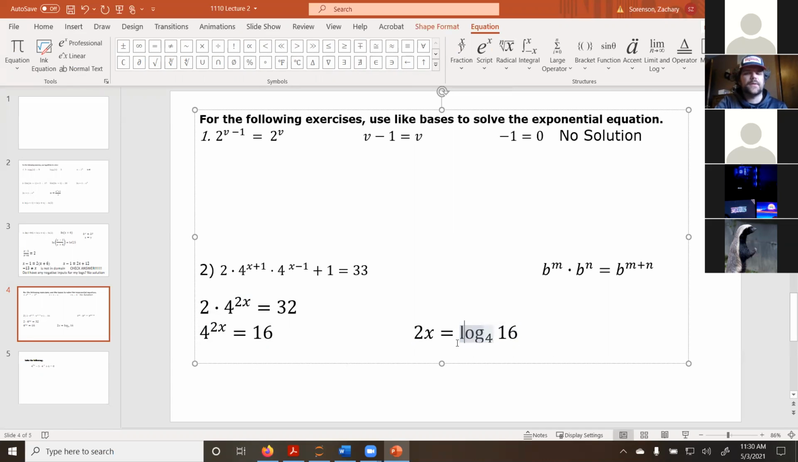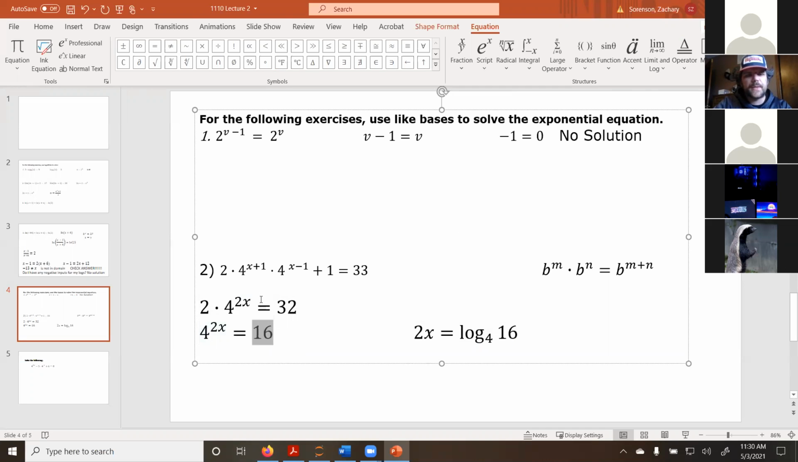This is something that you can throw in your calculator, or you can use the change of base formula I've mentioned once or twice. Or you can use your intuition here: I have 4 to the 2x, but I notice that 4 is somewhat related to 16. How would I get 16 if I started with a 4? That's a vague question, but I'll take different answers. Square it. Yeah, right. 4 squared is equal to 16.